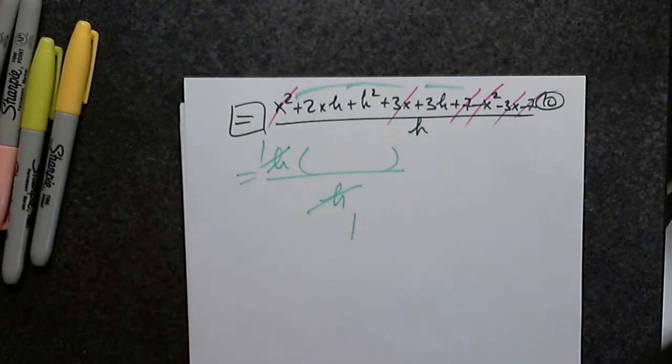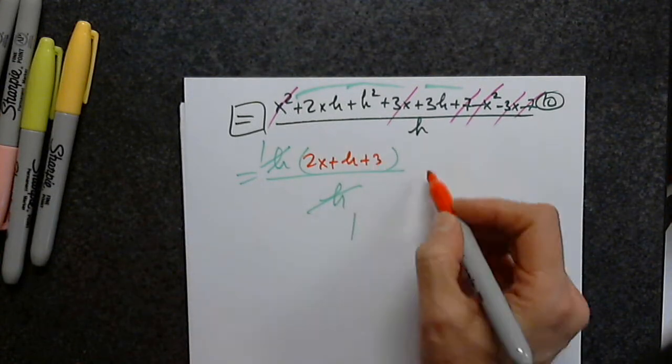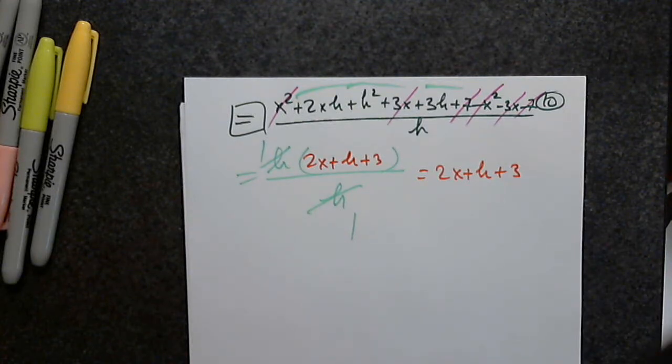But now the question is, I have 3 terms in there, so I have to present 3 terms in parentheses. Can anyone give us those 3 terms in parentheses? 2x plus h plus 3. That's it, and that's the answer. 2x plus h plus 3, and this is it. Very good question, thank you.